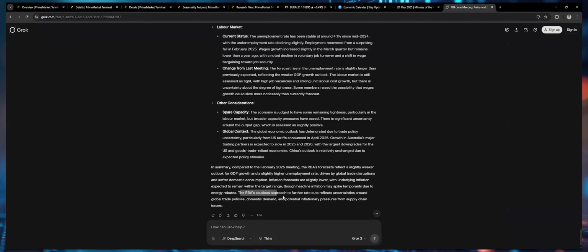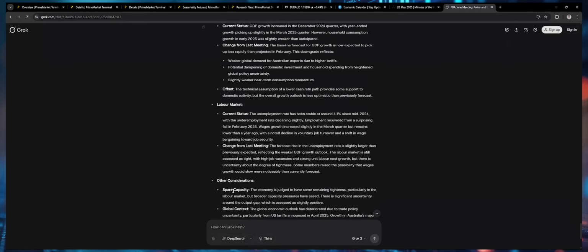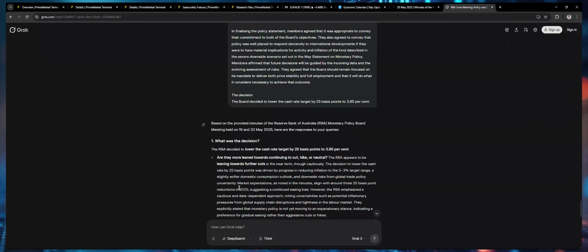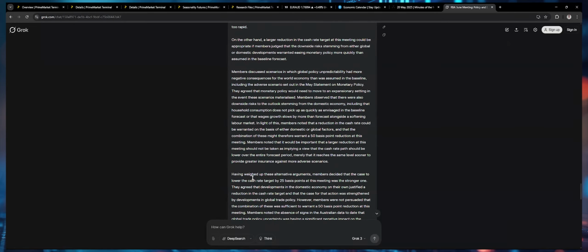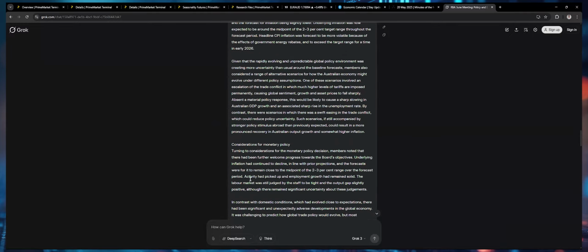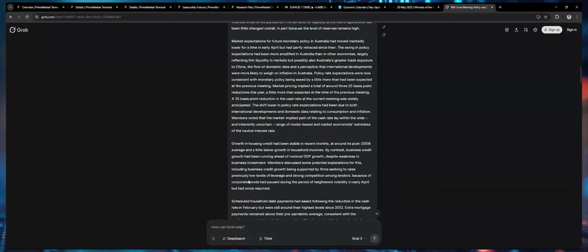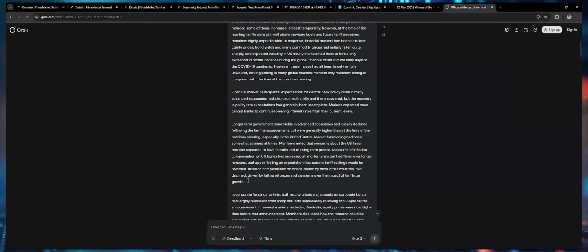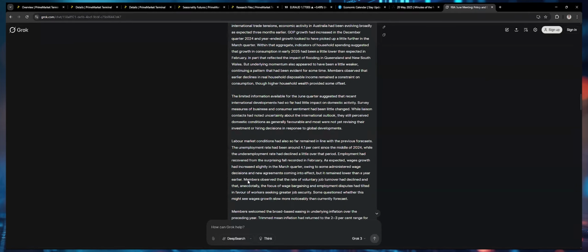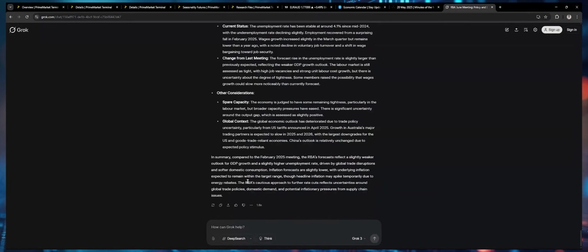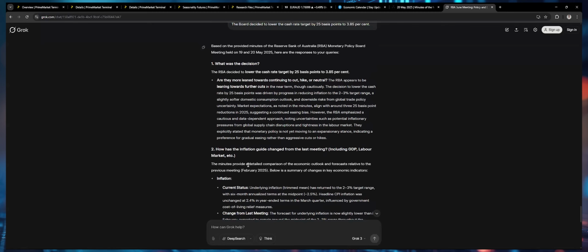The RBA's cautious approach to further rate cuts reflects uncertainties around global trade policies, domestic demand, and potential inflationary pressures from supply chain issues. Okay. Now, I think it's much better to not read all of this and to be able to just read this. Okay. So let's go.